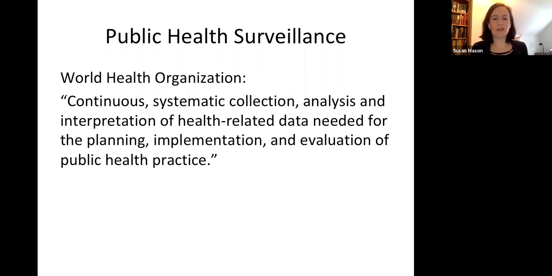which the World Health Organization defines as continuous systematic collection, analysis, and interpretation of health-related data needed for the planning, implementation, and evaluation of public health practice. And I would just add to this that we want continuous, systematic, as well as valid and reliable data to do surveillance.